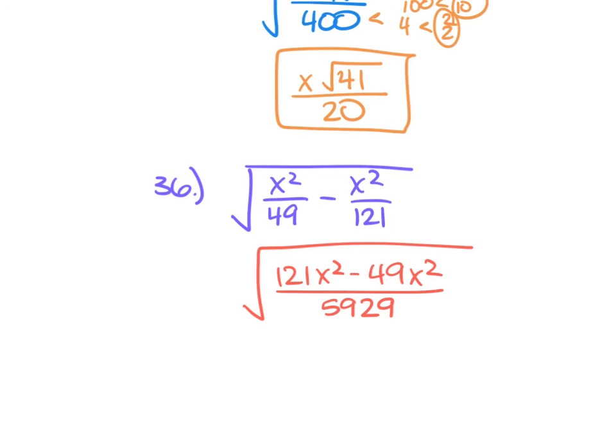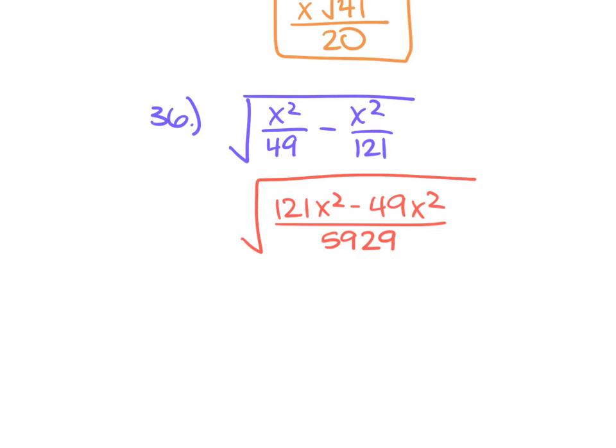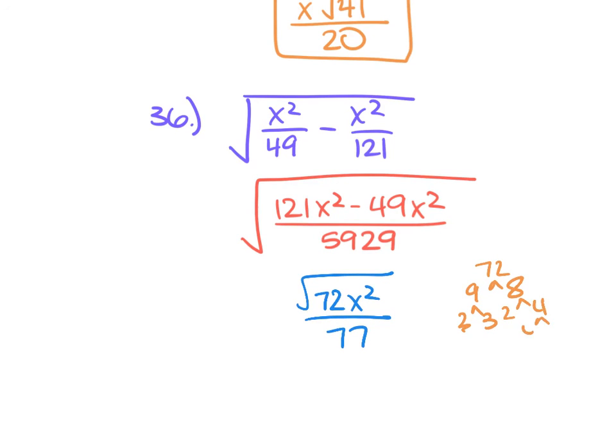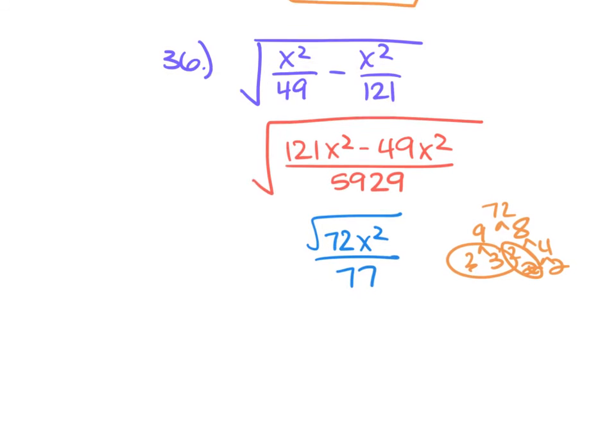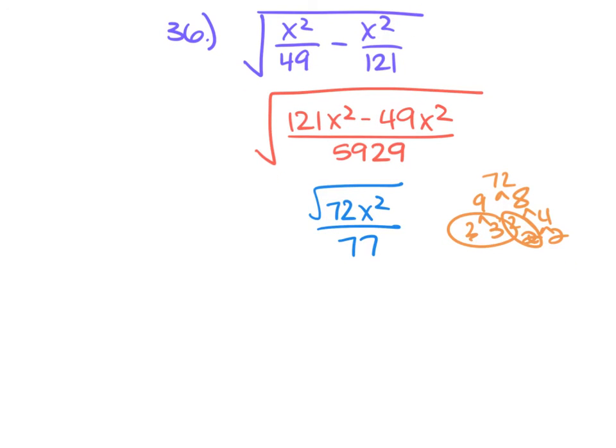From here, the square root of 5,929 is going to give us 77. The top, the 121 minus 49 is 72. So this is going to be the square root of 72x squared over 77. The 72, once again, is 9 and 8. 9 is 3 and 3. 8 is 2 and 4. 4 is 2 and 2. So 2 times 3 is 6. Square root 2. Bring the x out as well. So 6x square root 2 all over 77.